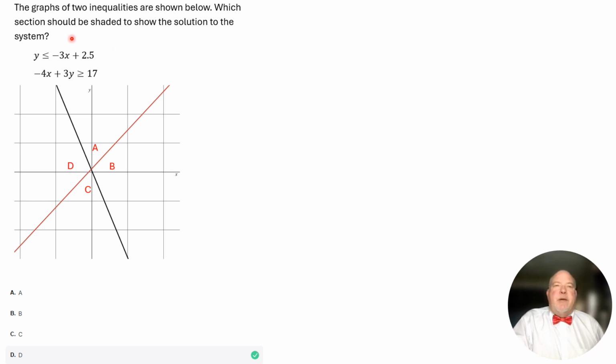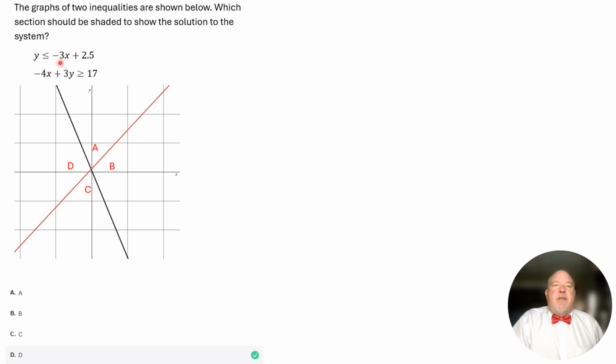All right, so we're given the graphs of two inequalities, and it says which section should be shaded to show the solution to the system. So graphing inequalities is just like graphing equations, except that you have to shade on one side of the line. So if we look at this first, the first thing we need to do is figure out which of these lines goes with which equation.